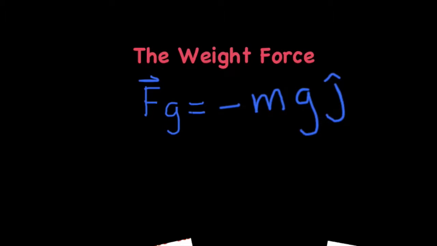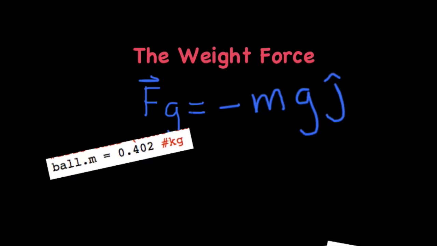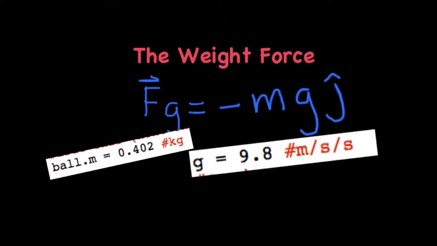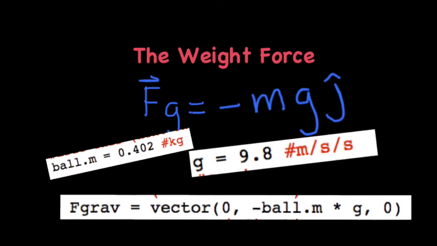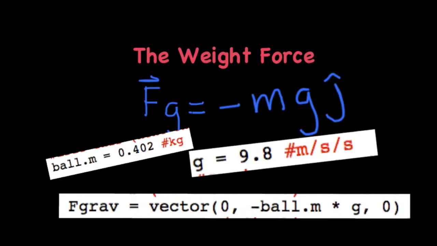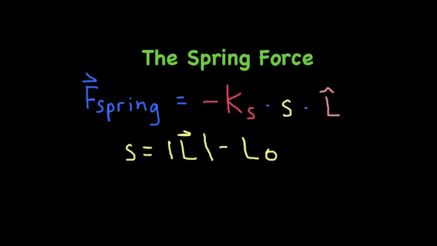The weight force is directed down towards the Earth, so we have negative j hat in the formula. We've already initialized the mass and the constant g. This vector quantity is assigned to the fgrav variable in the Python code. The spring force is calculated using Hooke's law. The variables in this formula need to be initialized before the while loop starts and then updated inside the loop because, unlike the weight force, which remains constant, the spring force changes with each iteration of the loop.